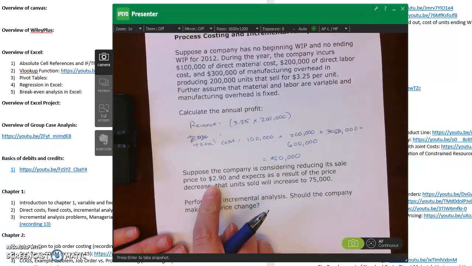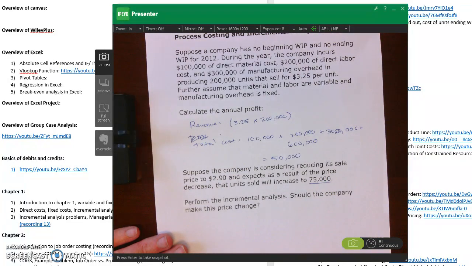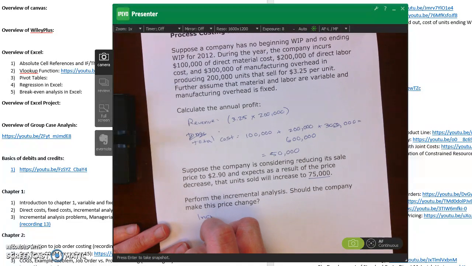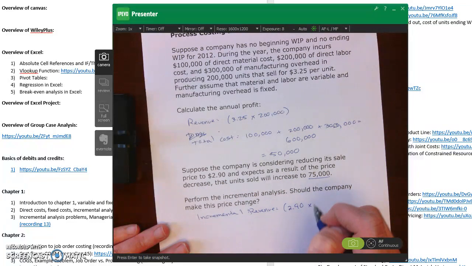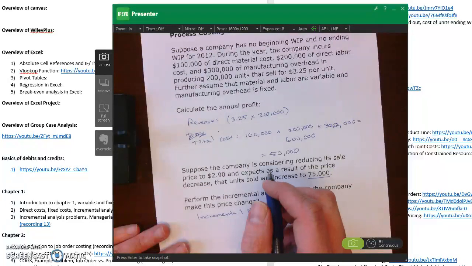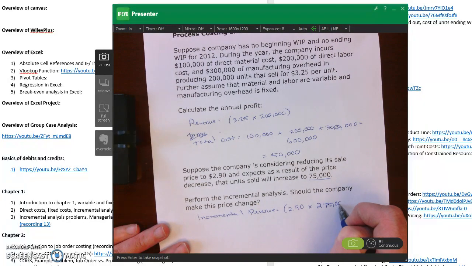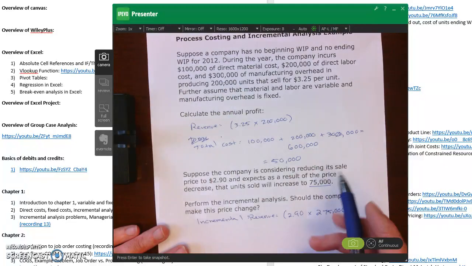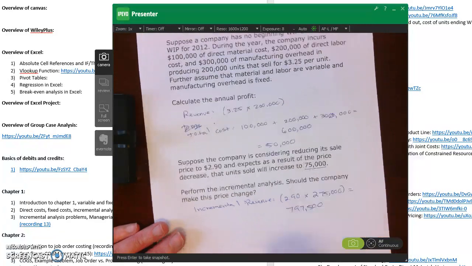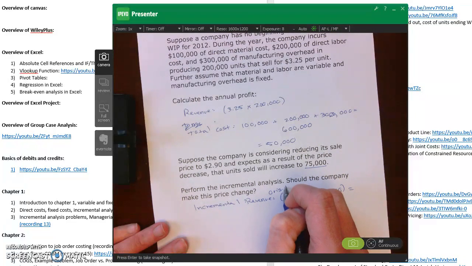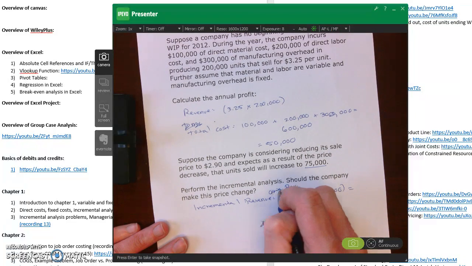Now, if we're thinking about changing the sale price to $2.90 from $3.25, and then as a result, we increase the units sold by 75,000. Is this a good idea? So the first thing is we're going to calculate the incremental revenue. We're going to come over here and take $2.90 times our 275,000 units. Remember, because it was at our 200,000 units that increased by 75 to 275. And then that gives us our $797,500. So this is our new revenue.